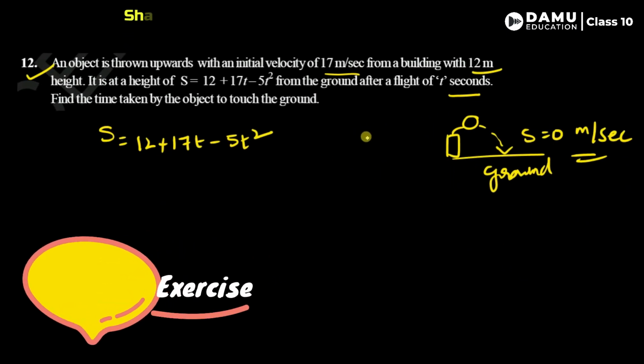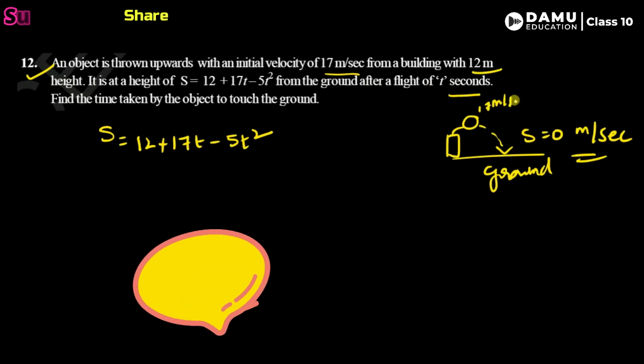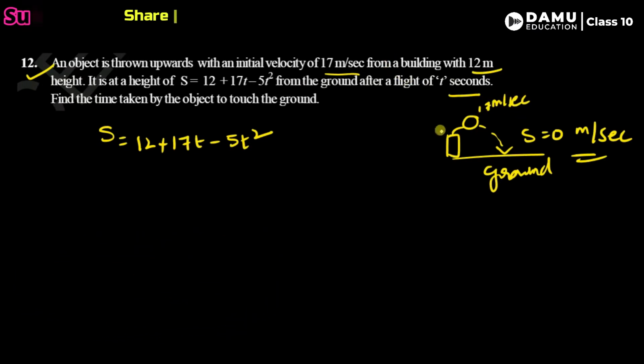So in this session, we are going to start our 12th one. An object is thrown upwards with an initial velocity of 17 meter per second. So this is 17 meter per second. It's thrown from a building with the building 12 meter height. It is at a height of s equals 12 plus 17t minus 5t square from the ground after a flight of t seconds. Find the time taken by the object to touch the ground.